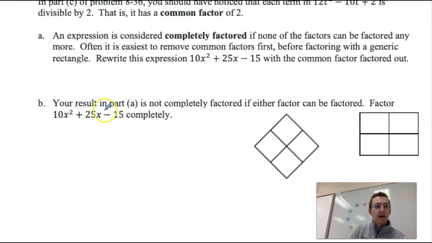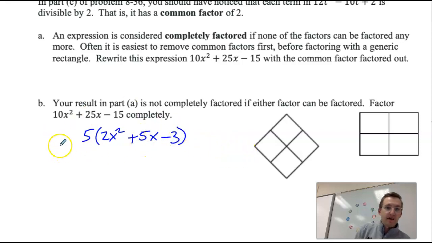Sorry about that, folks. What is the common factor between these numbers? 10, 25, and negative 15, they are all divisible by 3. Or not 3, they're divisible by 5, not 3. So if we divide every single term by 5, basically taking the 5s out of each term, we would be left with 5 times 2x squared plus 5x minus 3.